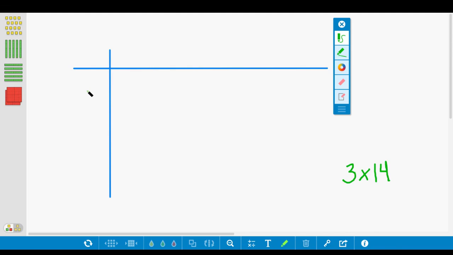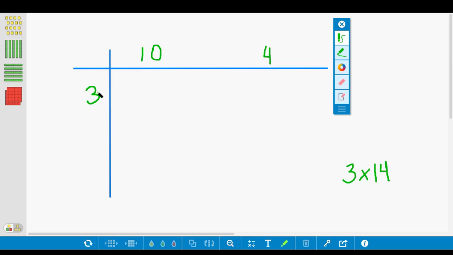So I have 3 groups of 14, and I want to break that 2-digit number apart according to place value. So if I think about this 1 right here, what does that really represent? Well, that 1 actually represents 10, doesn't it? And then the 4 represents 4 ones. So what do we know about 10 and 4 and how they relate to 14? Well, 10 plus 4 is 14.